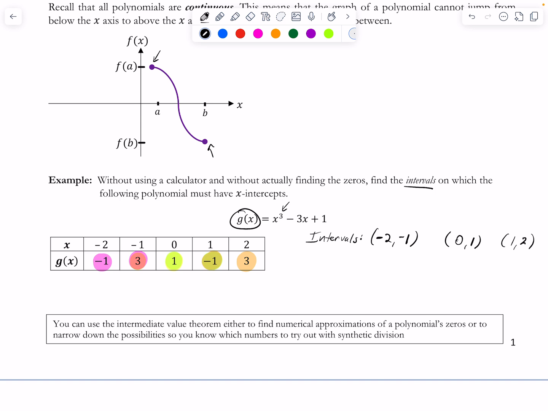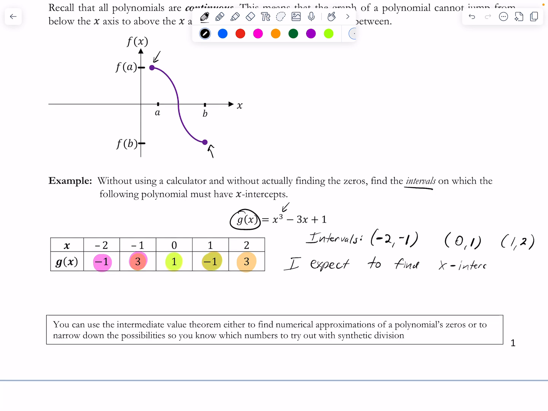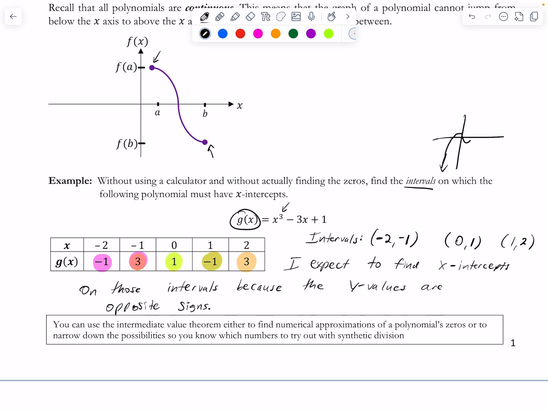So I expect to find x-intercepts on those intervals because the y values are opposite signs. Again, this is assuming that we have a continuous polynomial function. All right, this is a cubic function, so it is continuous. If I were to sketch it, it looks something like this. Again, I'm just spitballing here, but it'd be something like that, which is continuous.